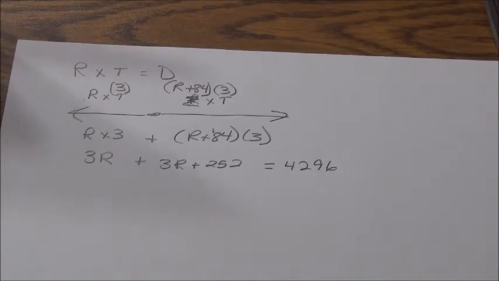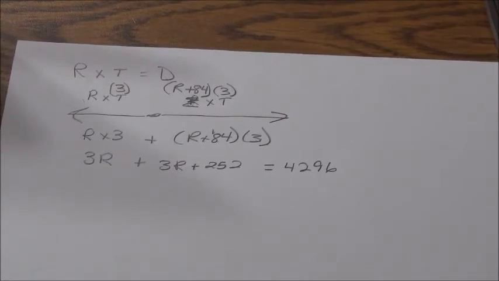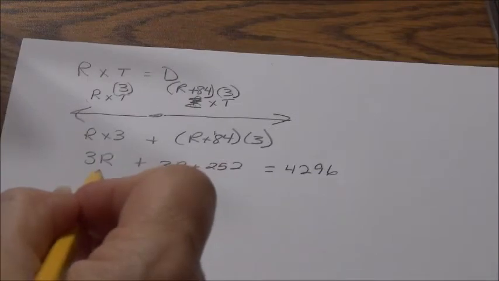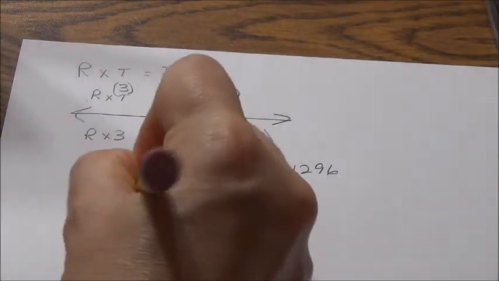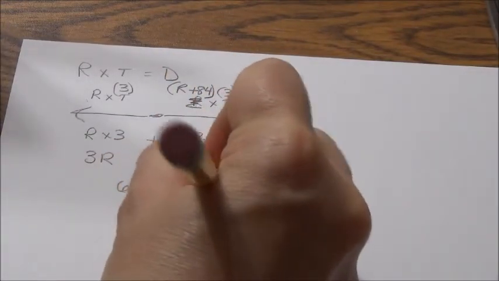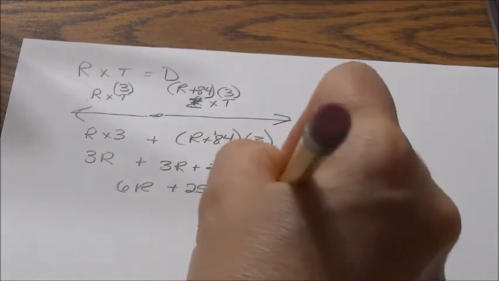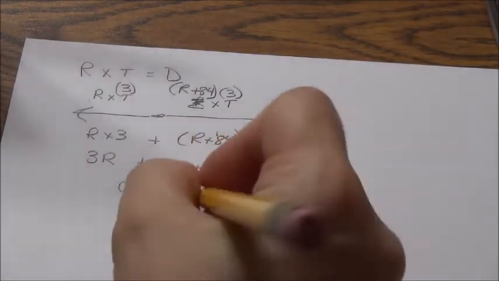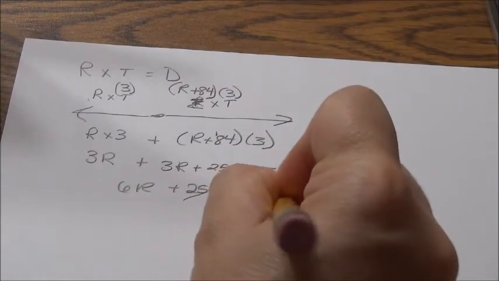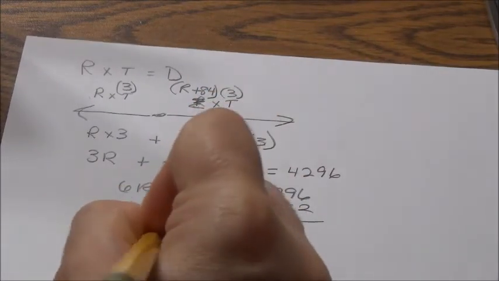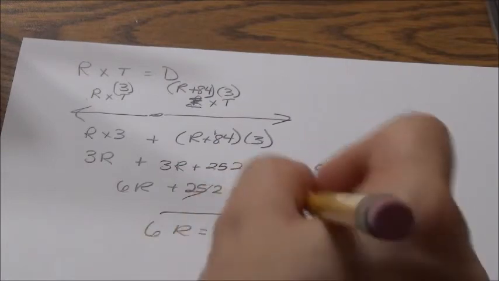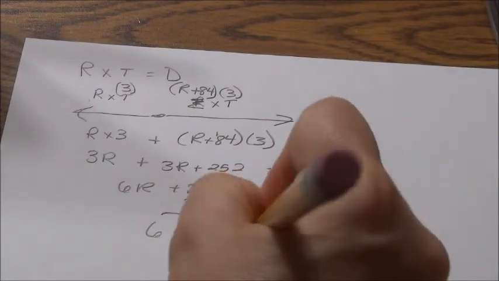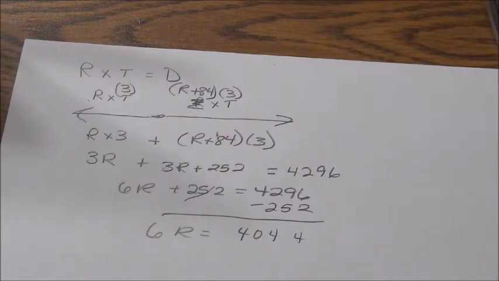So once I have my equation set up, I can go ahead and just solve that. 3R plus 3R would give me 6R plus 252 equals my 4,296. I have to subtract my 252 to move it to the other side. So 6R is going to equal 4,044.